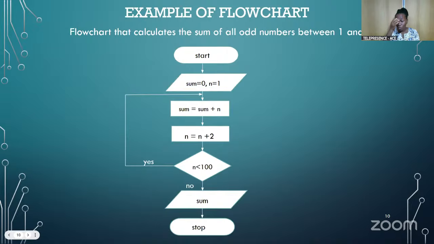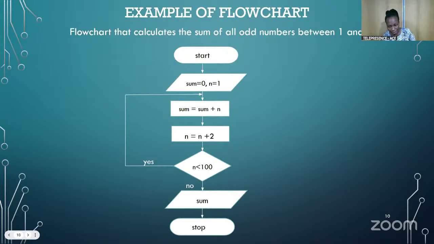This is an example of a flowchart. This flowchart is calculating the sum of all odd numbers between 1 and 100. If you want to develop a flowchart, you would have developed an algorithm. Now, this is talking about calculating the sum of all odd numbers between 1 and 100. This is a problem. You need to understand this problem.